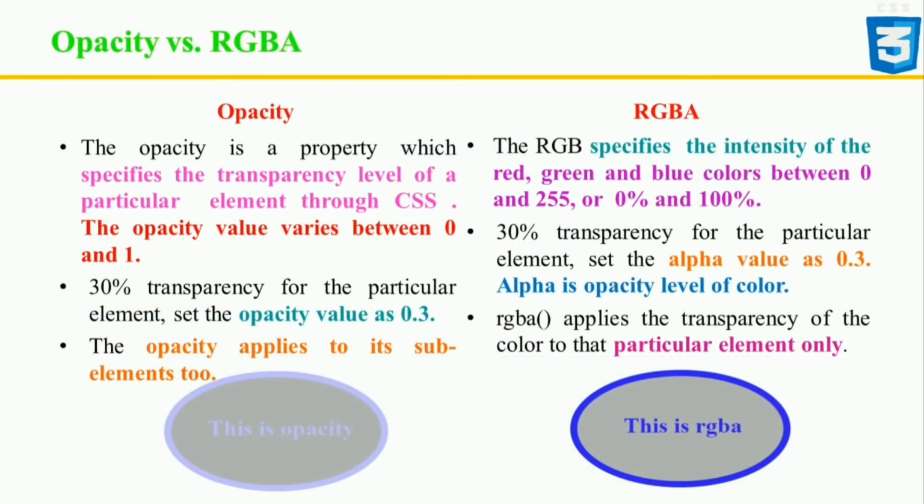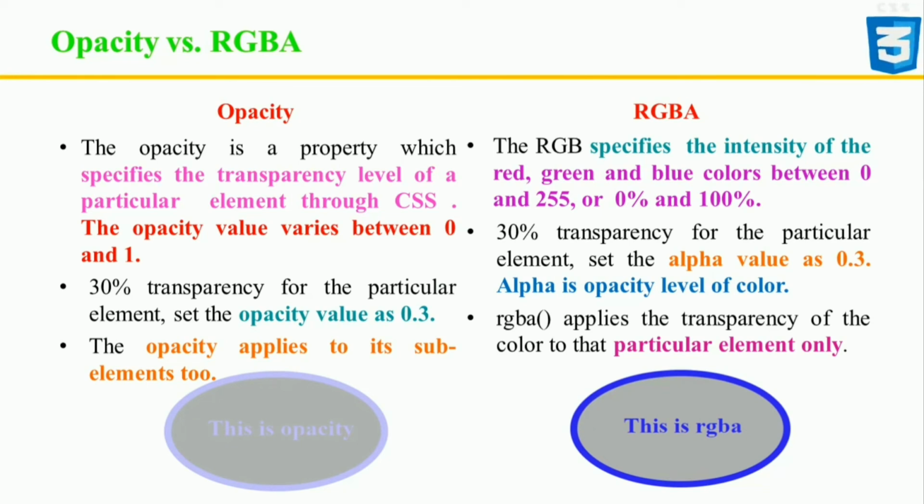Opacity and RGBA are not only the main elements for setting transparency on any element, but also the most confusing ones for web designers. And here is an easy comparison of opacity versus RGBA. The opacity is a property which specifies the transparency level of a particular element through CSS. The requirement for the opacity value varies between 0 and 1. For instance, to achieve 30% transparency for a particular element, we need to set the opacity value as 0.3. And the diagram given below is an example output of 30% opacity.